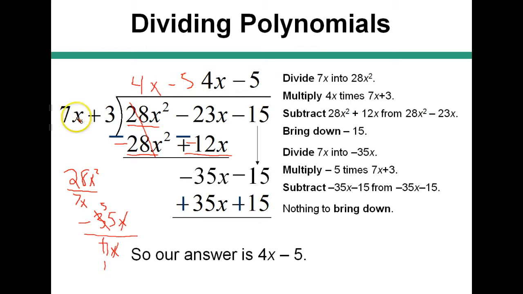Now we go 7x times a negative 5 is a negative 35x. 3 times a negative 5 is a negative 15. And by the way, we brought down that negative 15. Now, what do? Well, to indicate subtraction, we have to change the signs. So this now becomes a plus, and this becomes a plus. So these cancel out. So our answer then is right there.